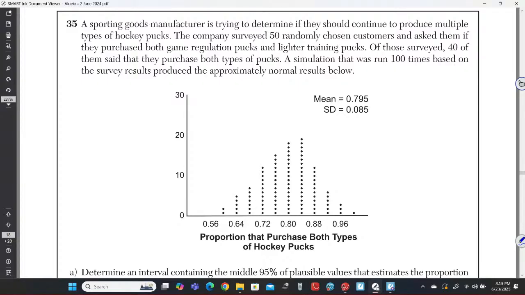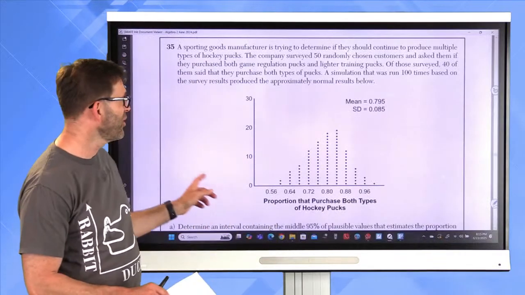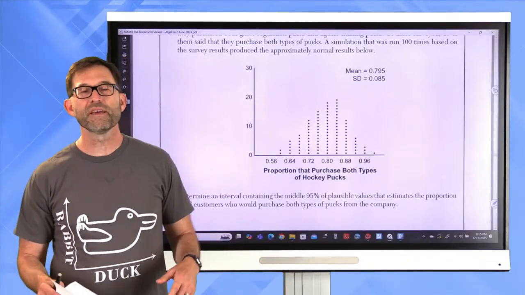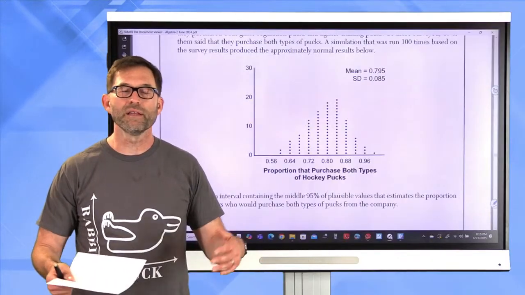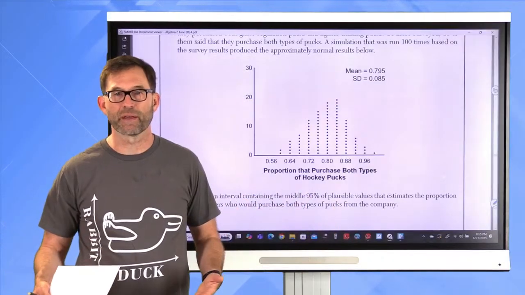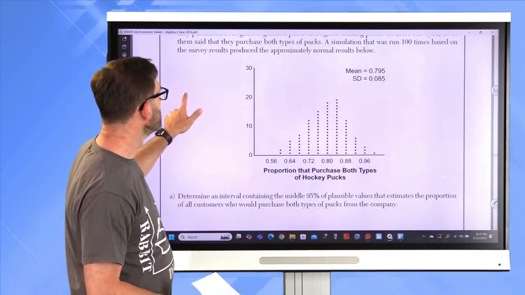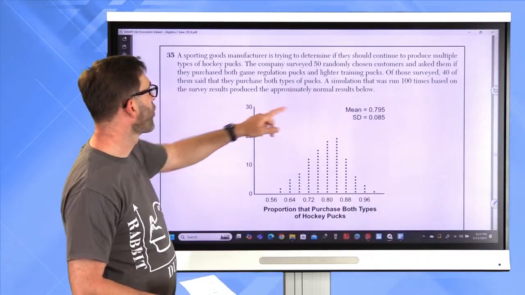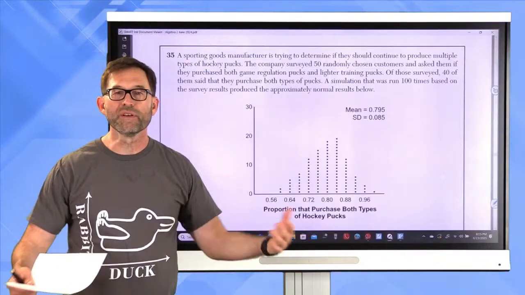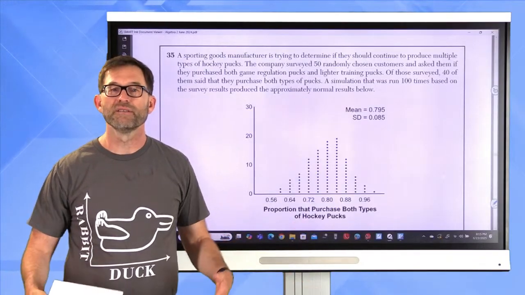Now that word sounds funny to me. A simulation that was run 100 times based on the survey results produced the approximately normal results below. Approximately normal. It's been a while since we've seen that phrase. All right, so let's talk about this, right? This is a simulation where they said, okay, let's assume that 40 out of 50, which is 80% of a population, will do something. And then we're going to run this thing 100 times, okay, to see what happens.